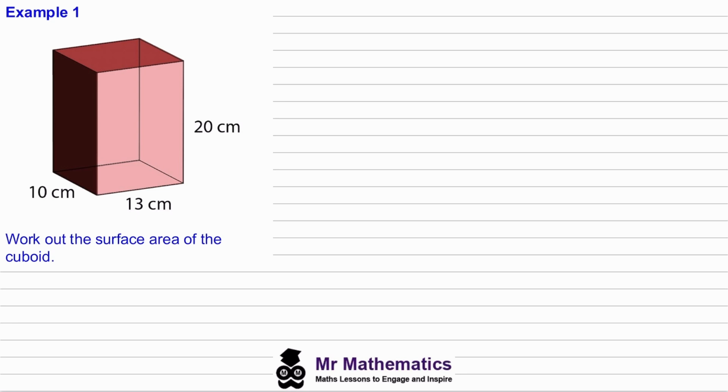So if we begin with this cuboid, we need to work out the total surface area of the entire cuboid. So the area of each of these 6 faces. The way we can do this is we can identify which faces are identical. You can see that the front face is identical to the back face. So we can begin with the front and the back. We have a length of 13 centimeters, which I'll mark here, and a height of 20 centimeters.